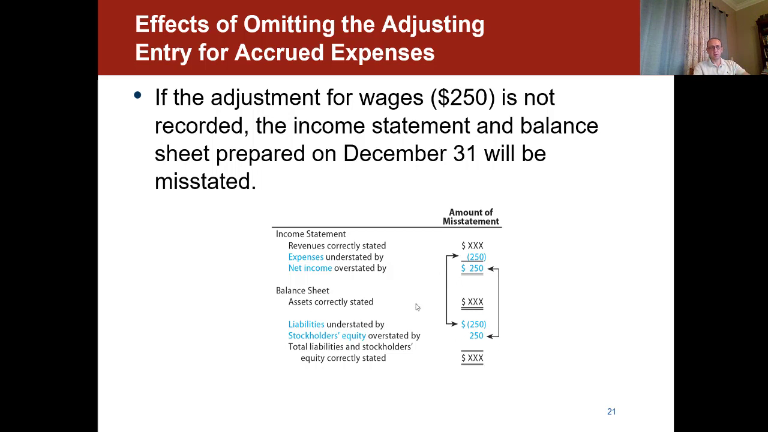So 4 things would be affected. Expenses would be understated, net income would be overstated, liabilities would be understated, and stockholders' equity would be overstated.